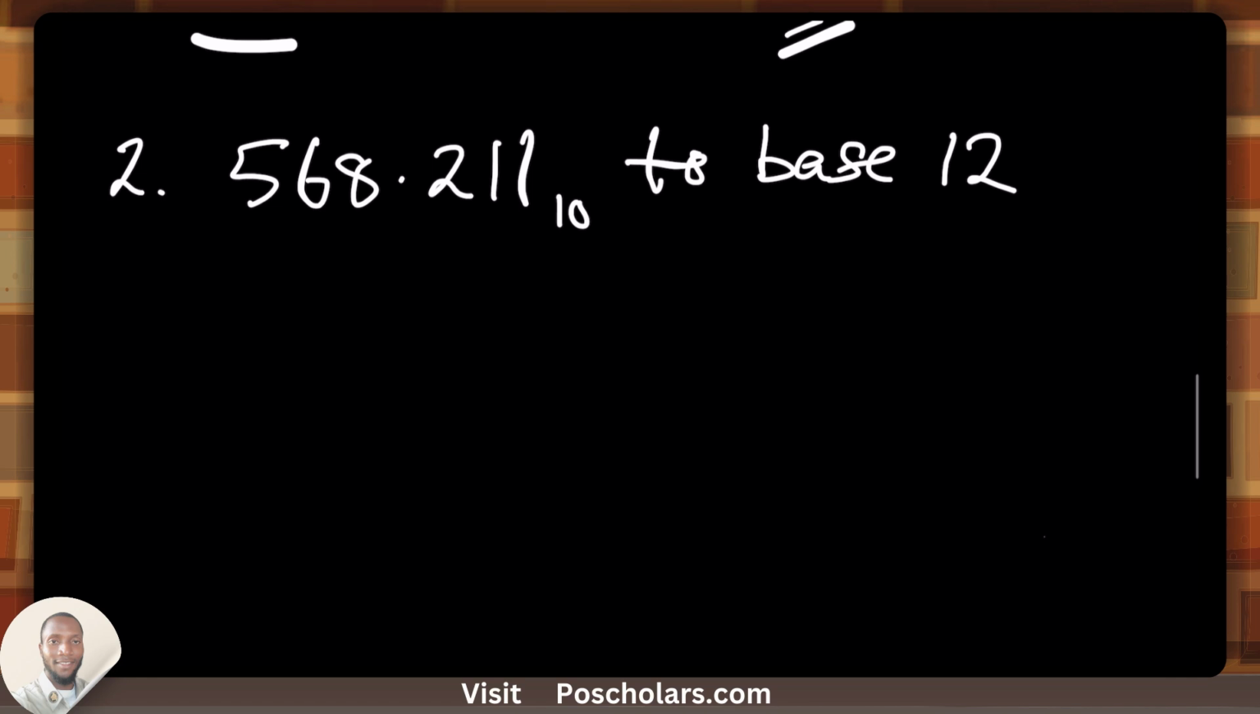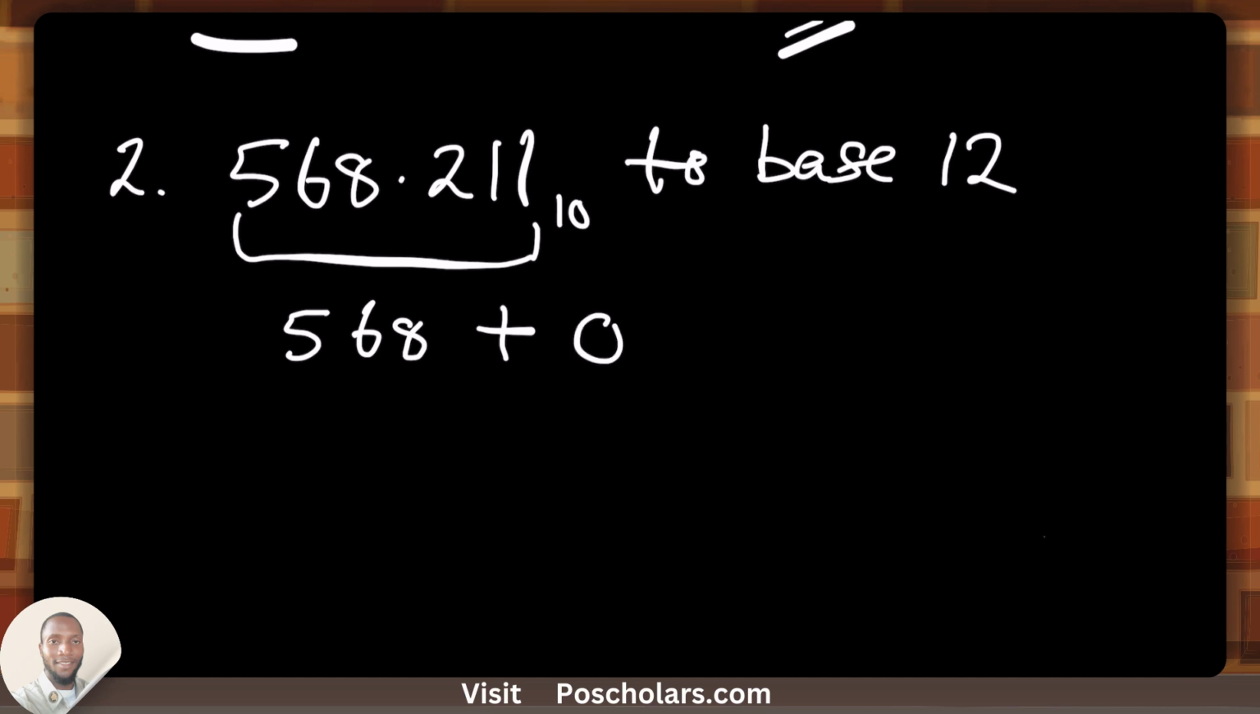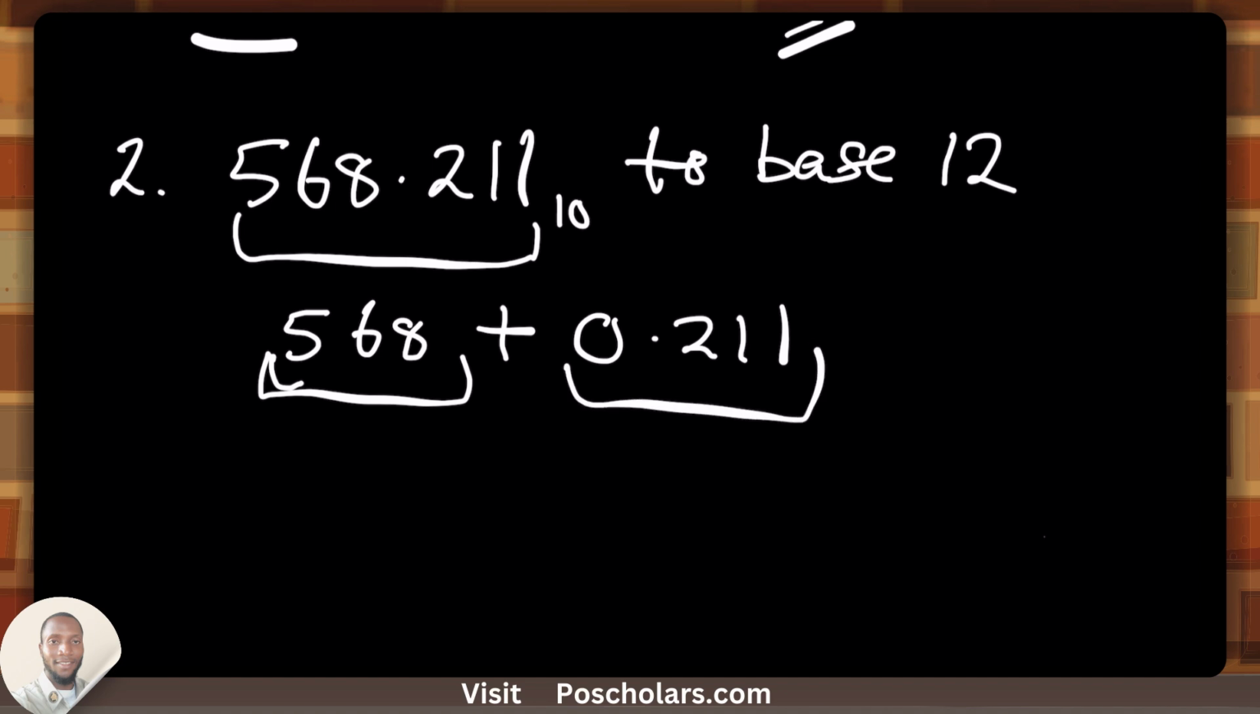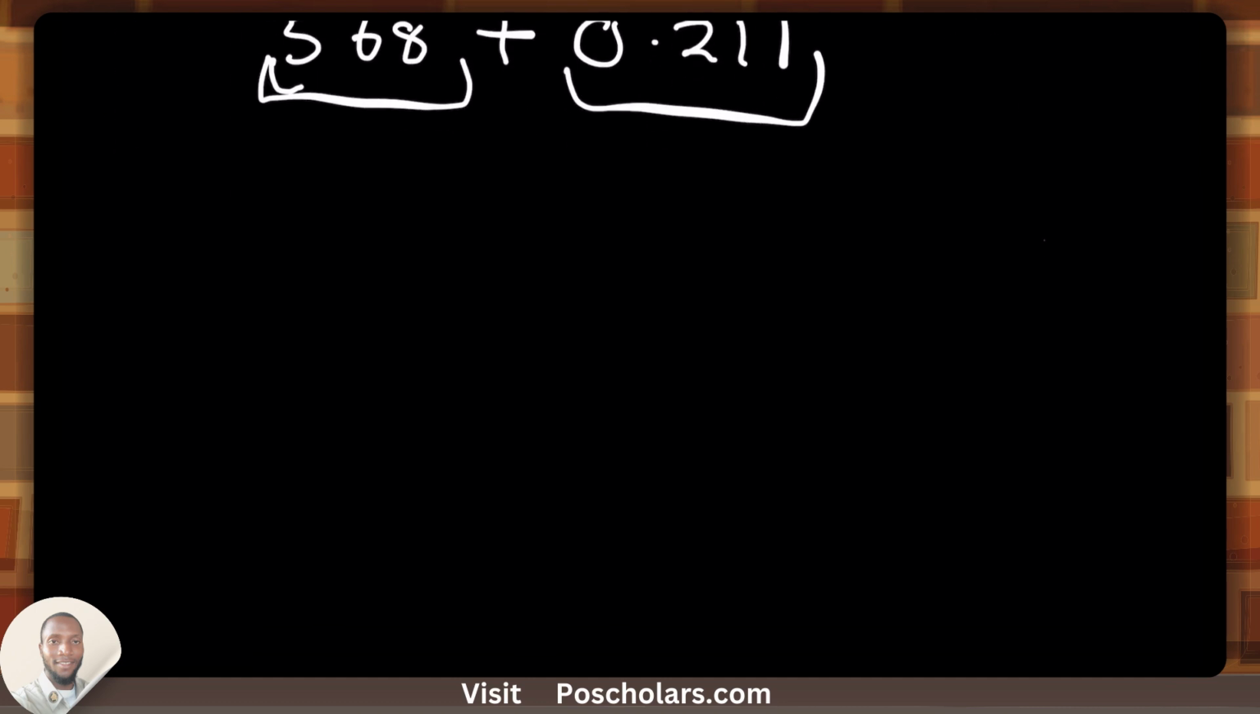Now we have two parts here, like I was saying. We have the whole number part, which is 568, plus the decimal part, which is 0.211. So what we'll do is first convert 568 to base 12, then convert 0.211 to base 12, then we combine it together. So let's start. First step.